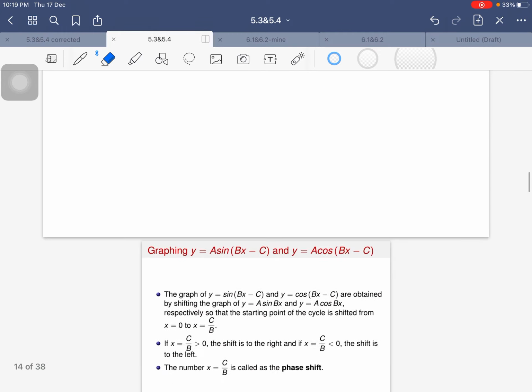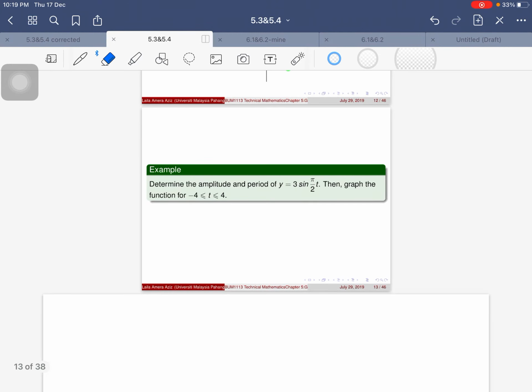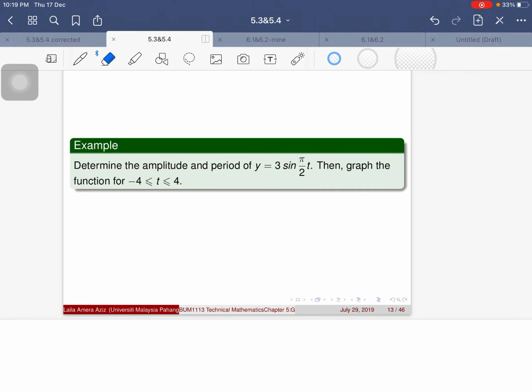So our example is going to be on the sine function. The question says determine the amplitude and the period. Amplitude is going to be the value of a, and period will be concerning the value of b, for a function of y equals 3 sine pi over 2 t. Then graph the function for t values from negative 4 until 4. If you notice, for this case, we are no longer using y and x. The variable on the right hand side is going to be t. So when you sketch, you're going to have a y-axis and also a t-axis.